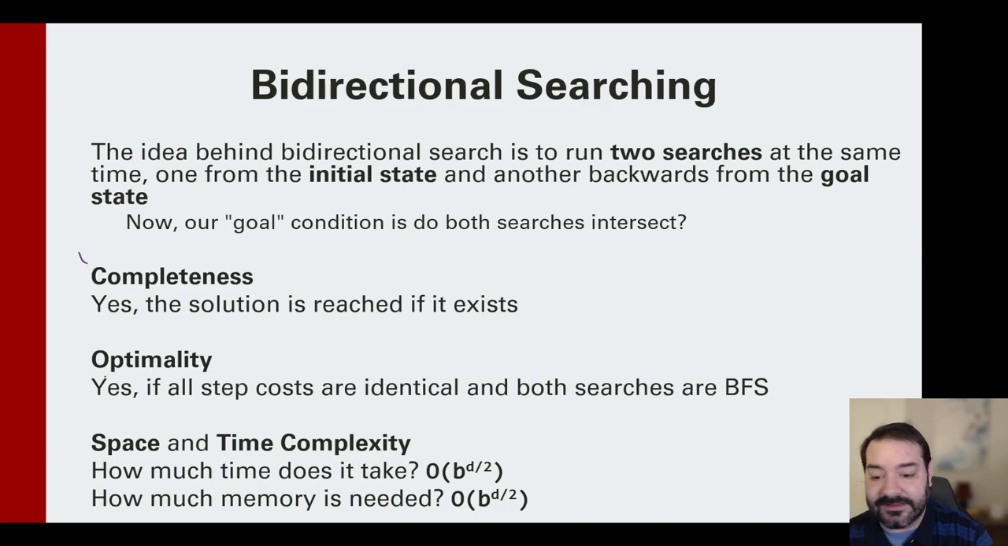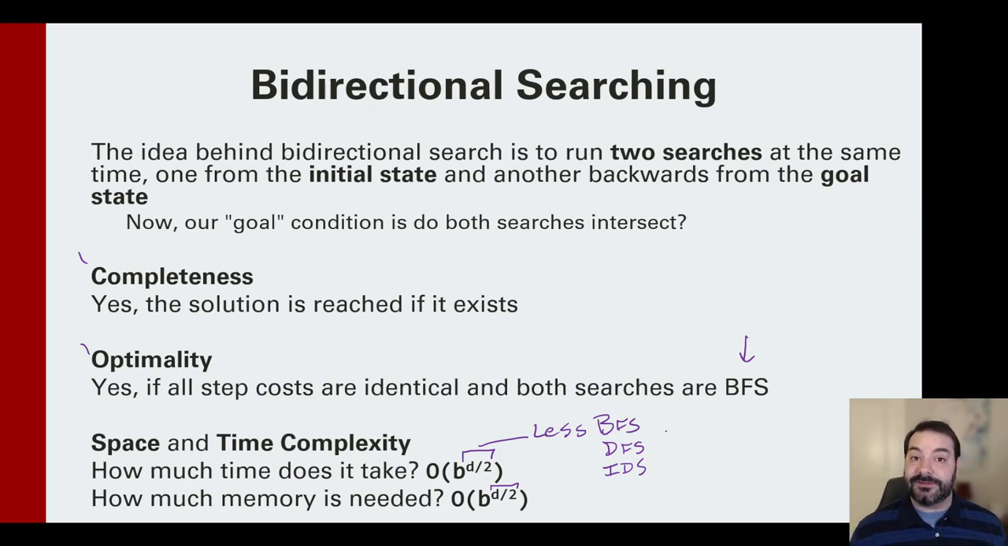To walk through this, in our sense, again, completeness, yes. Optimality, yes, if we think about the idea of step cost being equal and we're doing specifically the breadth first. More to the point though, notice that when we are dealing with space and time complexity, it is less than BFS, DFS, and iterative deepening search, actually by half.